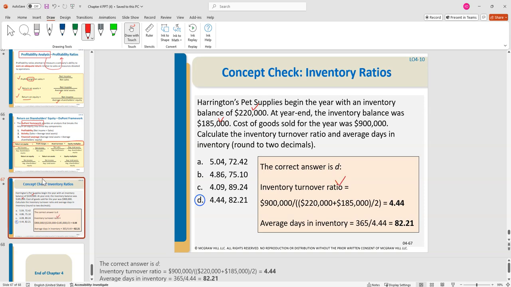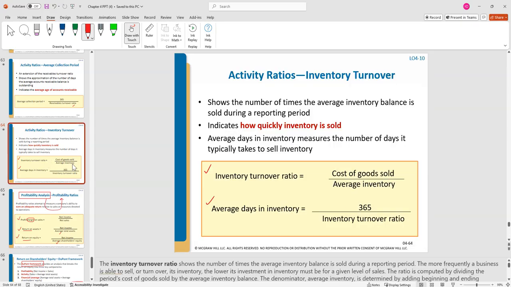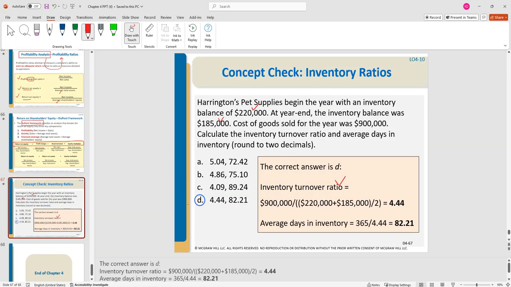So for our inventory turnover ratio, if we go back up here, it's going to be cost of goods sold over average inventory. They tell us up here that our cost of goods sold was 900. That's great. We'll then have to do our average inventory: beginning 220 plus 185 divided by 2. Hey, our inventory turnover ratio is 4.4. Well, if you know that, the other ones have to be wrong because there's no other distractor there.